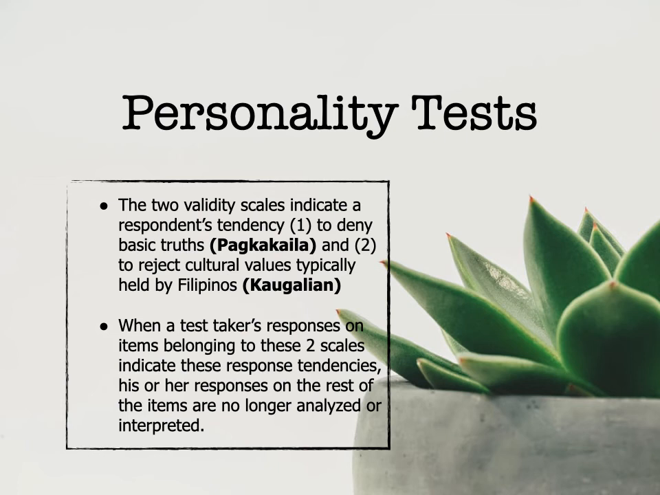Now, what happens when they are detected to deny basic truths or to reject commonly held cultural values? When a test taker's responses on items belonging to these two scales indicate these response tendencies, his or her responses on the rest of the items are no longer analyzed or interpreted. If the client tends to deny basic truths and to reject cultural values typically held by Filipinos, these are validity checks.